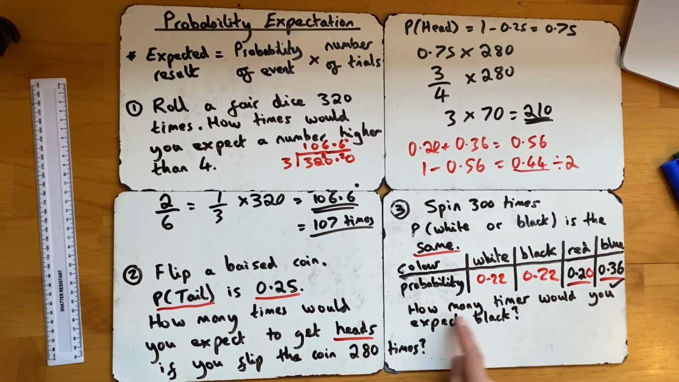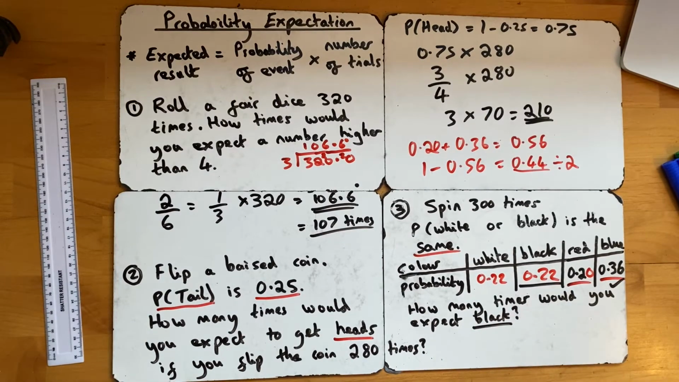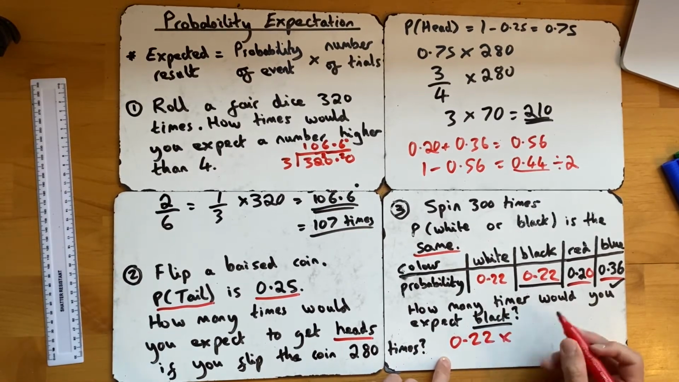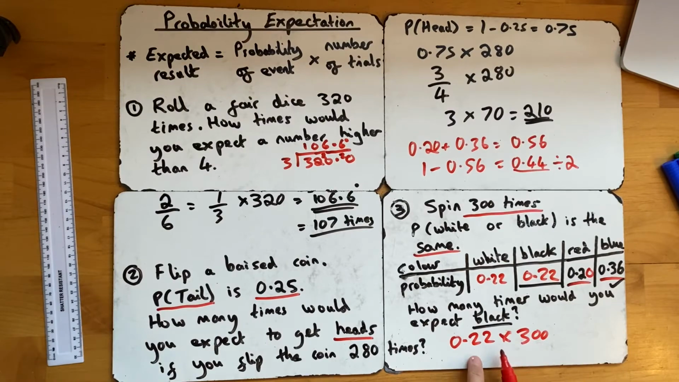But that's not the question. How many times would you expect black? Okay, so black is here, 0.22. So if I do this here, we do probability of black is 0.22 times by how many times it was done? 300. Okay, so 22 times 3 is 66.